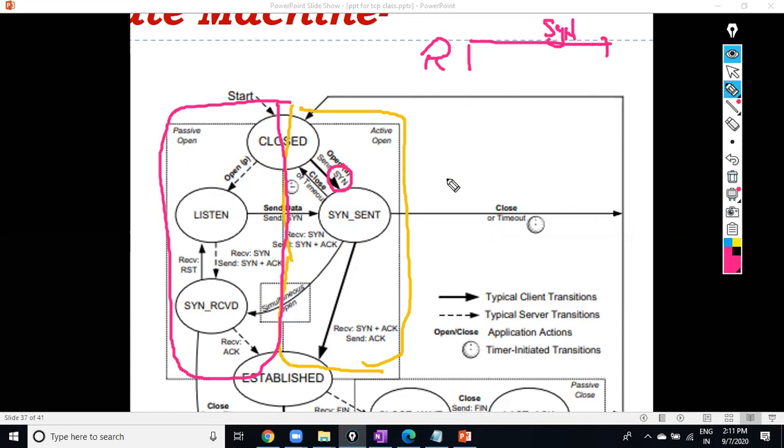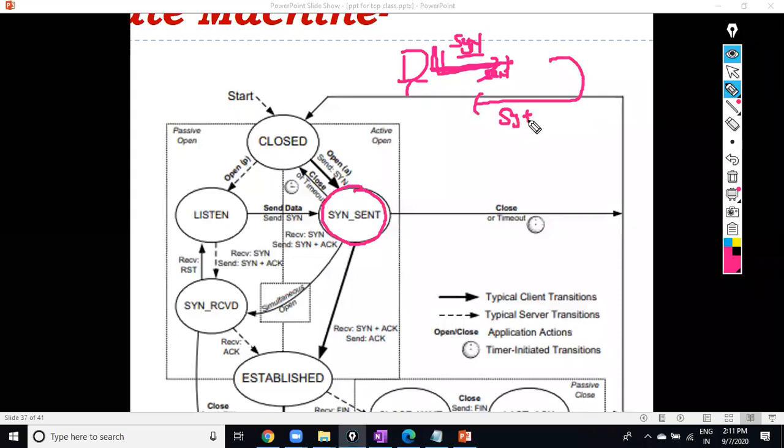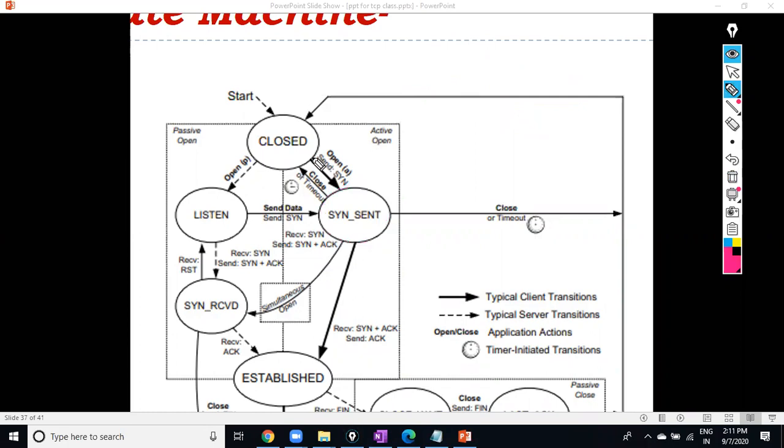When we send the SYN, after that I'm expecting SYN plus ACK. When I have already sent the SYN, the state is known as SYN sent. And now I'm expecting SYN plus ACK. Can you see? Send SYN here, and this state is known as SYN sent. I'm talking about only the active open side.